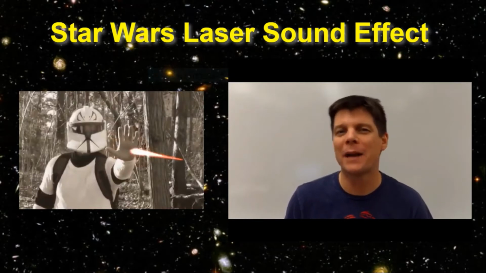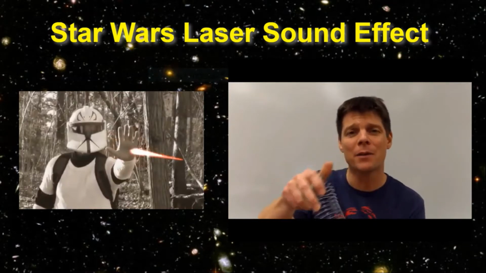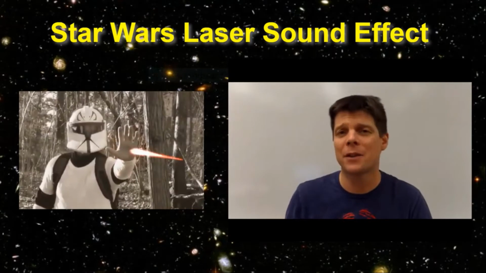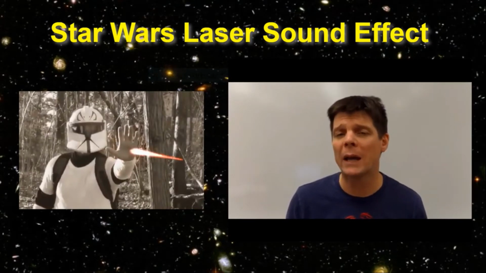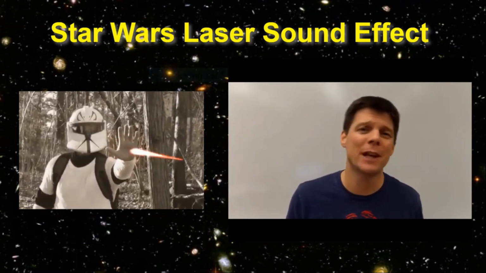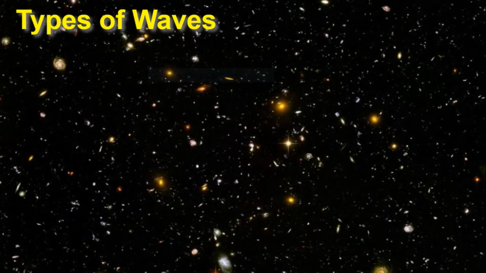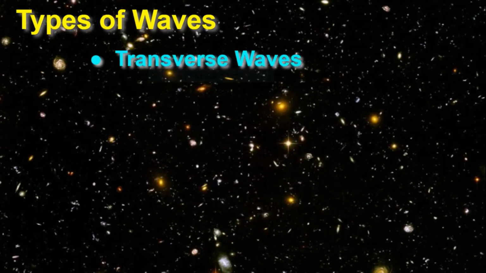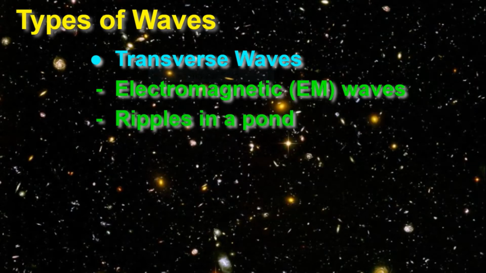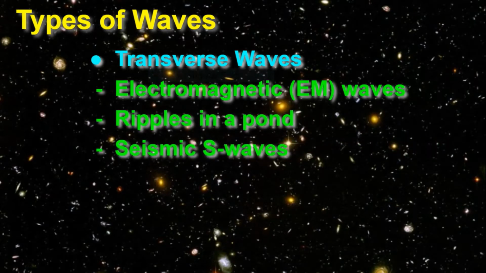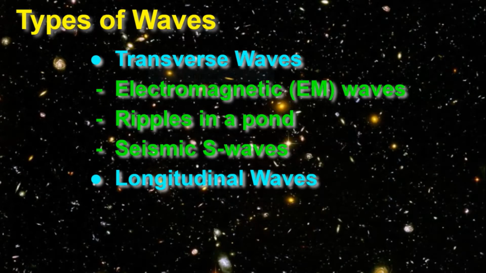I created the laser blast sound effect using a metal Slinky while taking advantage of some cool properties of sound. So let's talk a little bit about waves to explain the scientific basis for the creation of the laser sound effect. There are two categories of waves. Transverse waves, which include ripples in a pond, electromagnetic waves such as light, and seismic S waves. Longitudinal waves include sound waves and seismic P waves.